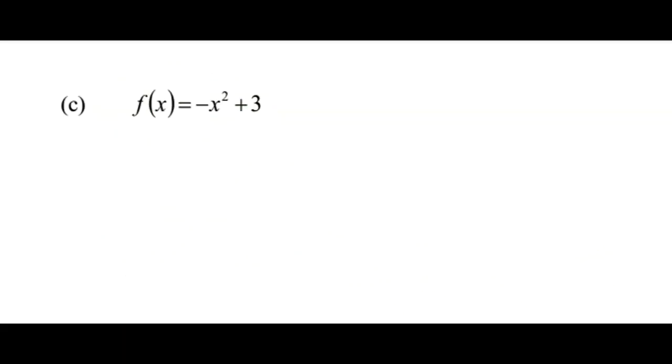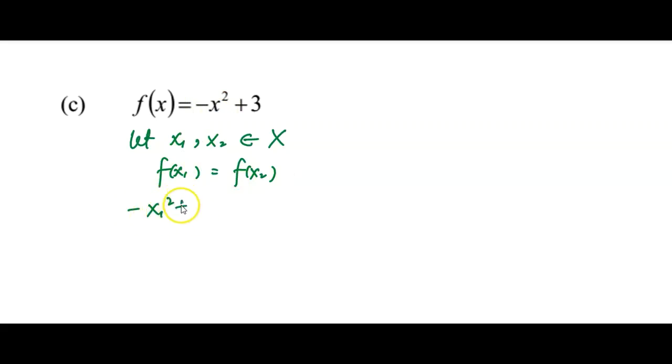For this function, it's a quadratic function. We know that this is definitely not a one-to-one function. But the question asks us to show it by using the algebraic method. We're going to start from the first step, that is defining x1 and x2 be elements of the domain of f, and we start from the equation f(x1) equals f(x2). Substitute x1 into the function. You get negative x1 squared plus 3, and for f(x2), substitute x2 into the function. You get negative x2 squared plus 3.